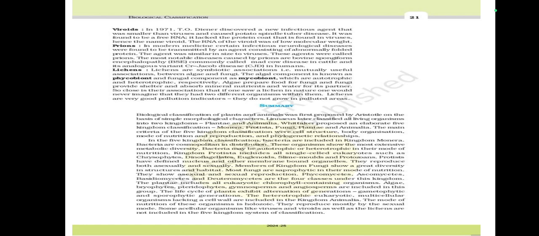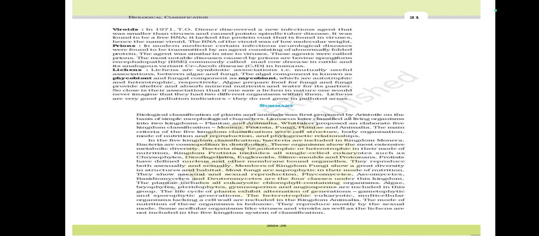Whittaker proposed an elaborate five kingdom classification: Monera, Protista, Fungi, Plantae, and Animalia. The main criteria of the five kingdom classification were cell structure, body organization, mode of nutrition and reproduction, and phylogenetic relationships. In the five kingdom classification, bacteria are included in kingdom Monera.